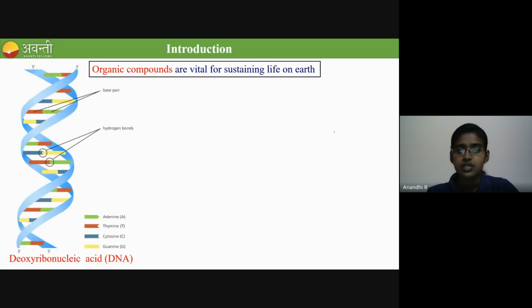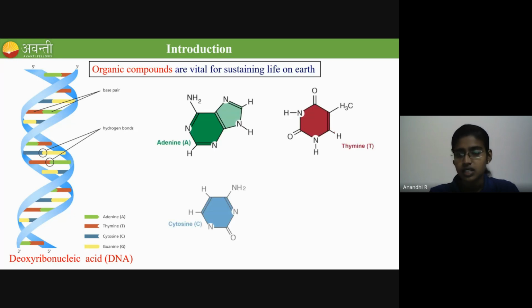When you see the DNA, you can see the compounds present in it, which are nothing but organic compounds, the nitrogenous bases like adenine, thymine, cytosine, guanine in case of DNA, and uracil in case of RNA, etc. All these compounds are organic compounds, which are very vital for sustaining life. These are the structures of all the four nitrogenous bases, and you can see nitrogen, oxygen, hydrogen, carbon making the organic molecules.